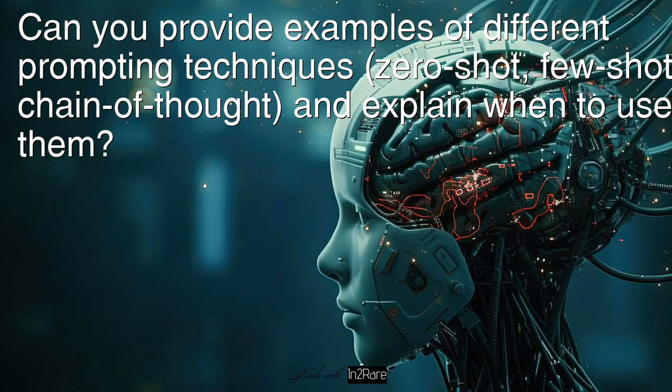Can you provide examples of different prompting techniques, zero-shot, few-shot, chain of thought, and explain when to use them?